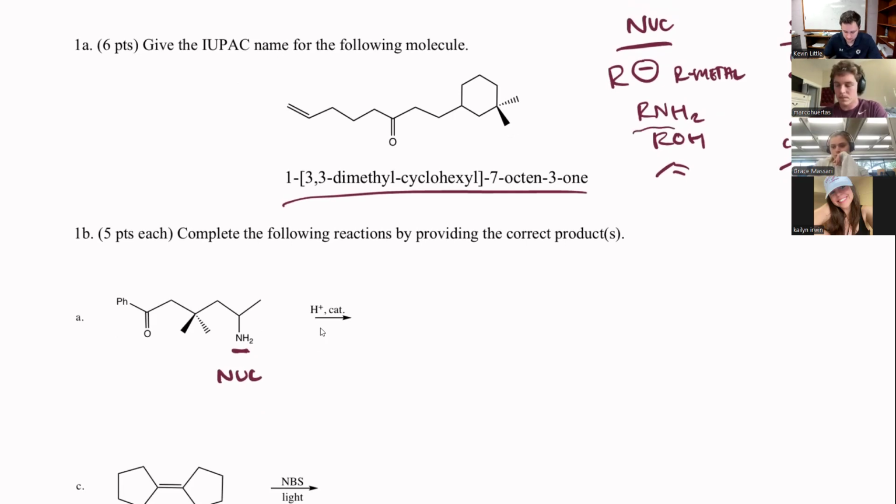Do I have an electrophile somewhere in this molecule? Your ketone. Yeah, this ketone right here, right? Again, it fits in the electrophile section. So I've got my nucleophile and my electrophile. Acids tend to protonate electrophiles to make them better. So we're going to see something like this.